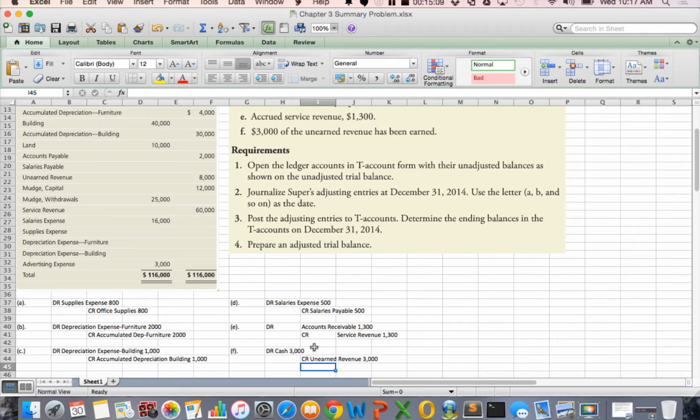We started with the prepaid expense. We had 2 depreciation problems. Then we had an accrued expense problem, then an accrued revenue problem, then an unearned revenue problem. So that covers all 5 different types of items that we looked at when we talked about adjusting entries. So now we've just completed requirement 2, and all we need to do is post these adjusting entries to the T accounts for item 3 here.